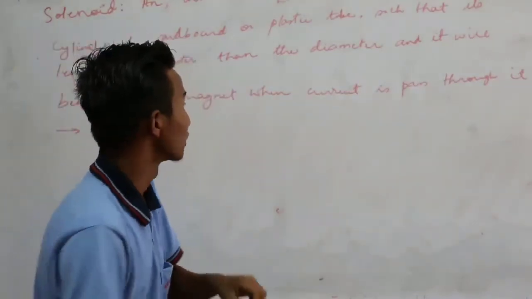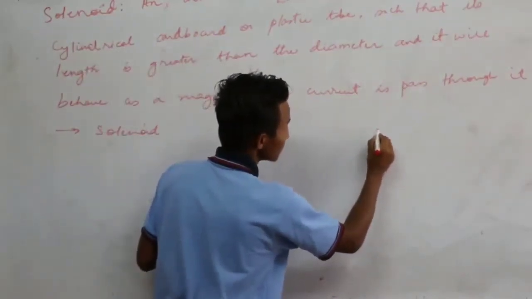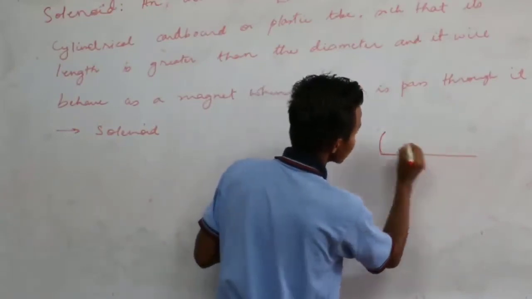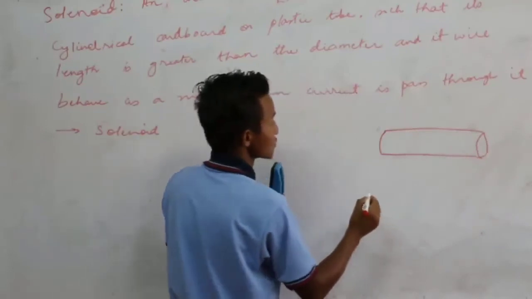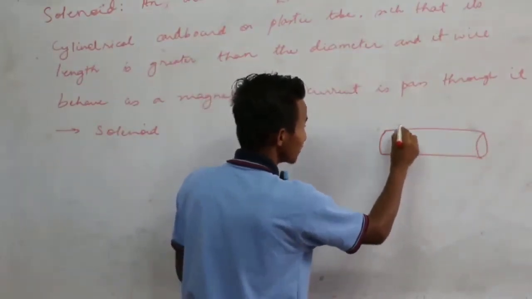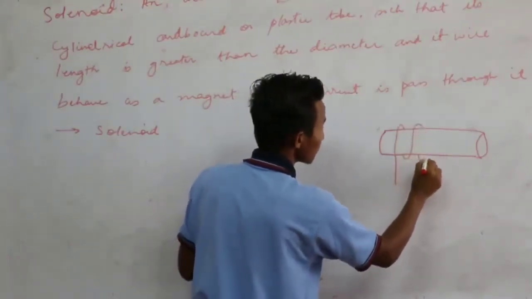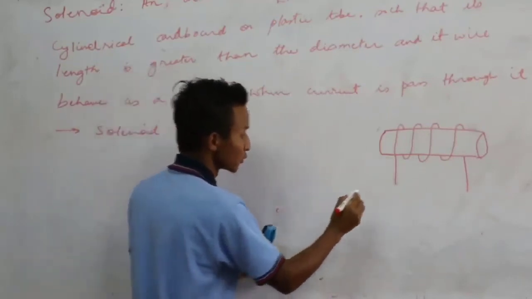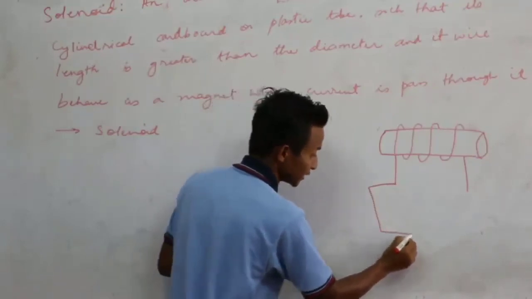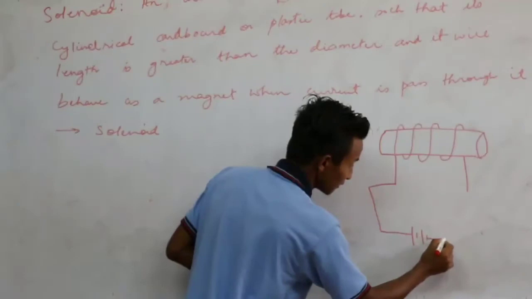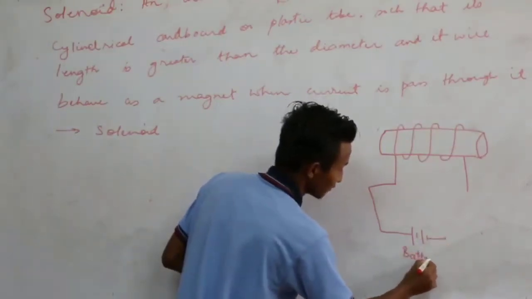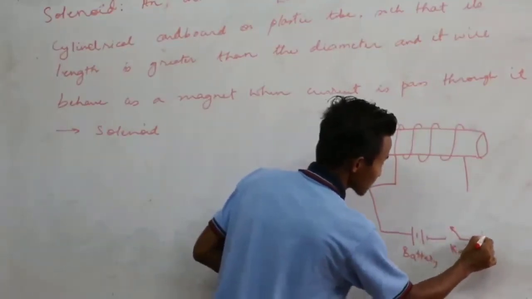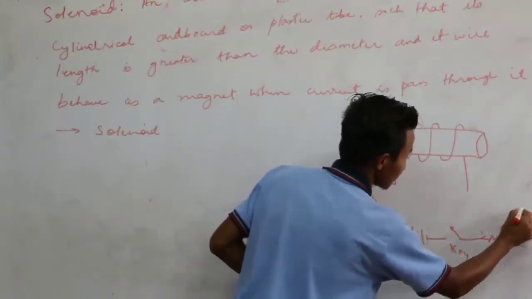So let me draw on the board. You have this solenoid. First we draw the tube. This is a cylindrical tube, and this is the copper wire. So this is incomplete. To make it complete, I connect it to a battery. And this is a battery. Also we must include the key. This is the key and some resistance.